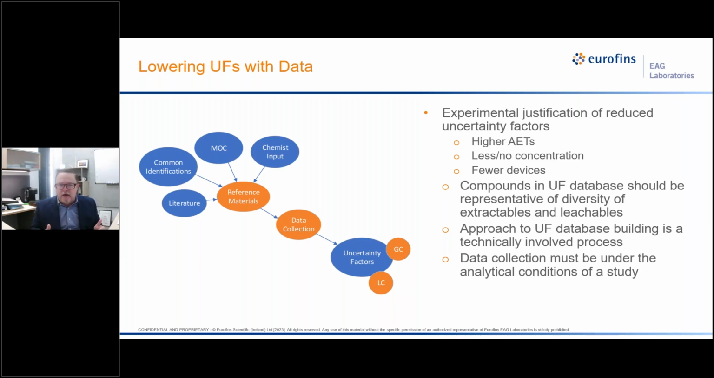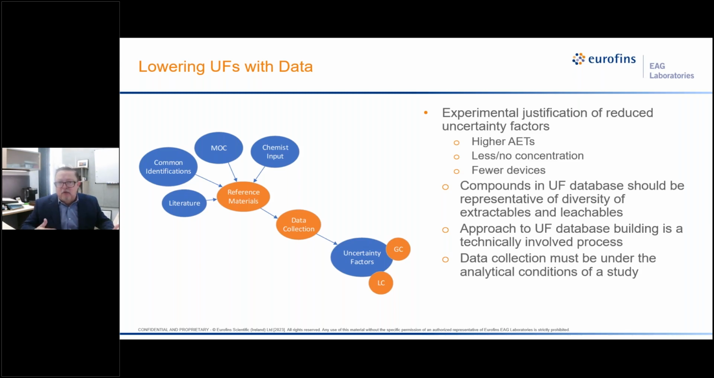Certainly half an order of magnitude lower for LCMS in most cases, and maybe not quite as impactful for GCMS. But that half an order of magnitude buys a lot of real estate when it comes to increasing the AAT. It's important that when you develop your uncertainty factor database, your relative response factor database, the selection of the analytes that you put in there makes sense and are representative of a wide diversity of potential extractables. And decisions about that should be made based off of a lot of factors.